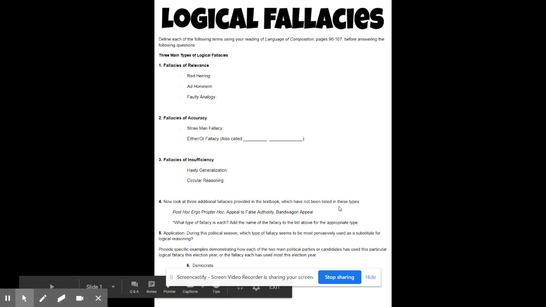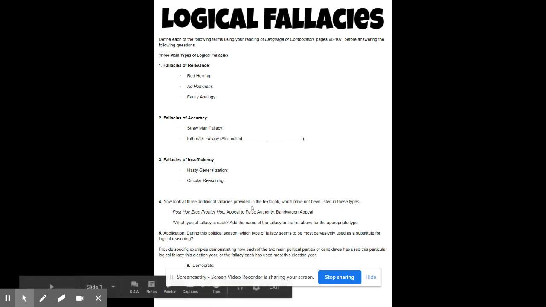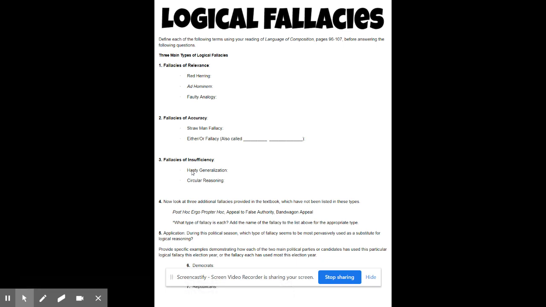So fallacies of relevance, meaning that maybe you're making a comparison or talking about something that doesn't really relate to the overall argument. Fallacies of accuracy. You can see that the straw man fallacy is included there. Fallacies of insufficiency, so hasty generalization, circular reasoning. And then it has a place for you to look for 3 additional fallacies and to attach them up above. And then there's a part for application.